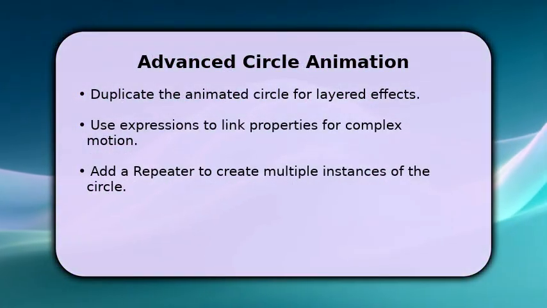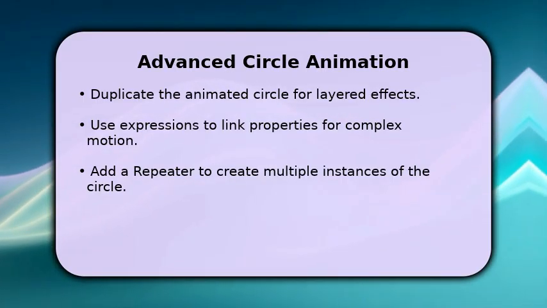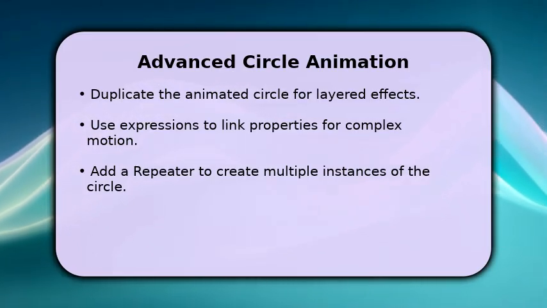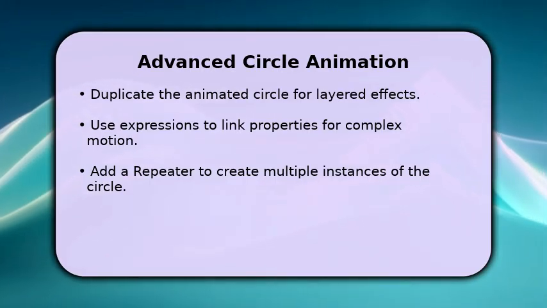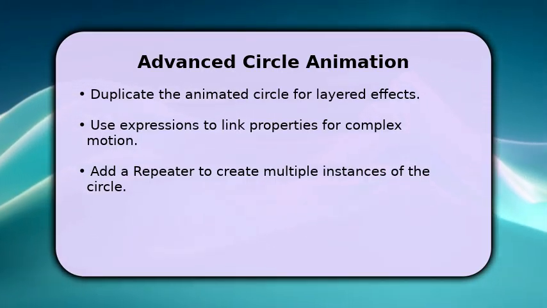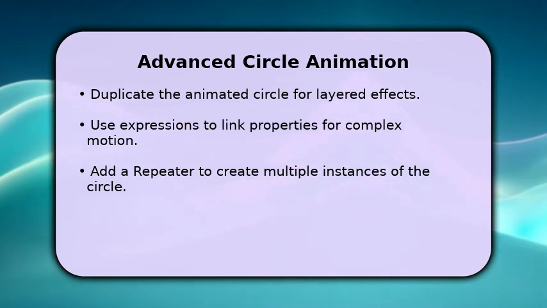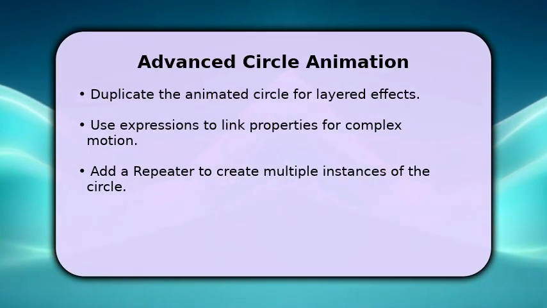For more advanced circle animations, try duplicating your animated circle layer multiple times. You can then offset their timings or adjust their sizes for a layered look. Consider using simple expressions, like time *50, on rotation properties for continuous spinning. Another great option is adding a repeater to your shape layer, which can generate many copies of your circle with customizable transformations, creating intricate patterns.